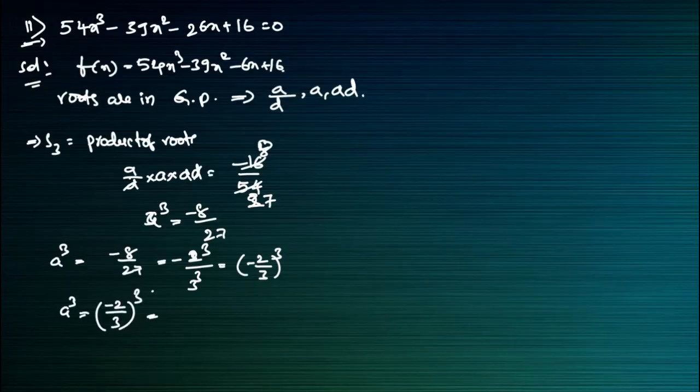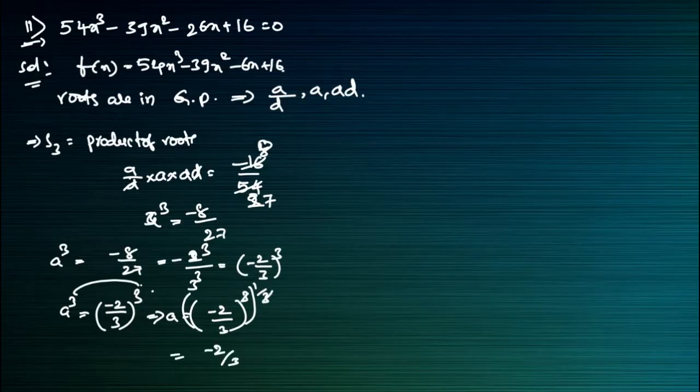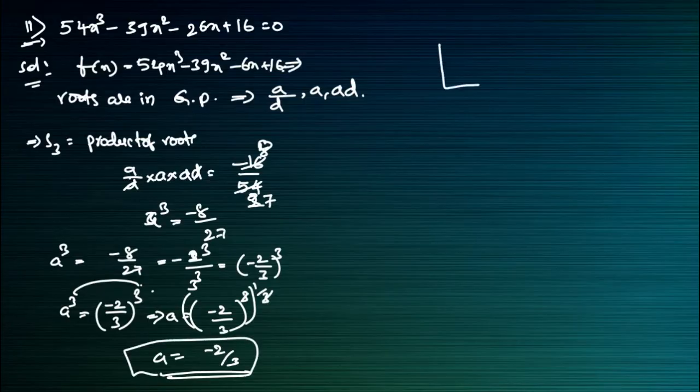This power 3 will go to the other side as the cube root, and it will become a is equal to minus 2 by 3 whole cube whole power of 1 by 3. The 3 and 1 by 3 will get cancelled, it will become minus 2 by 3. So a is equal to minus 2 by 3, this is one factor of the given equation here. We'll take this method to calculate this one.